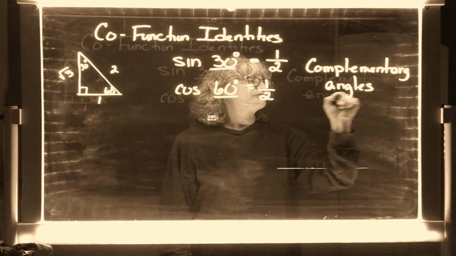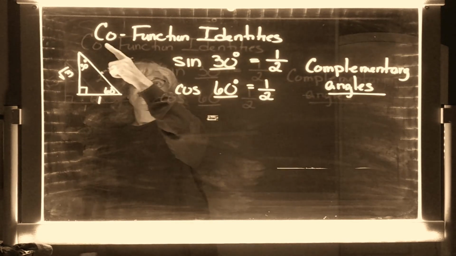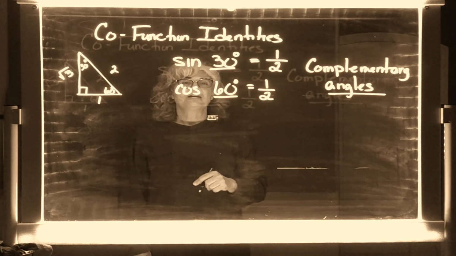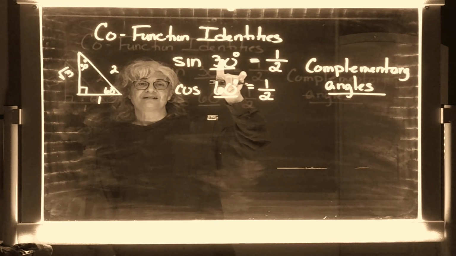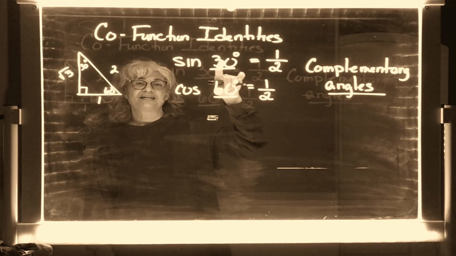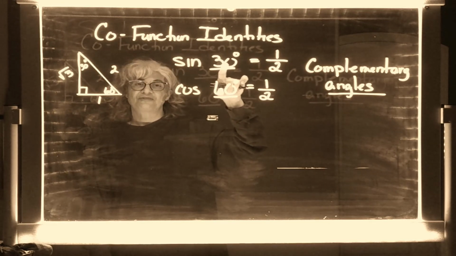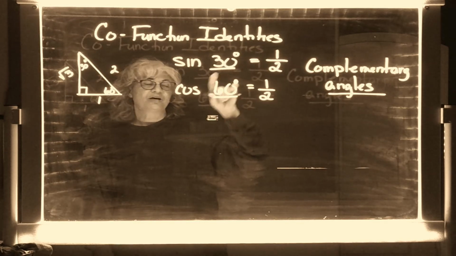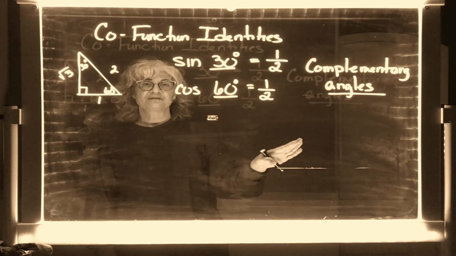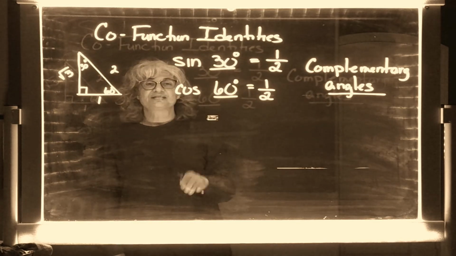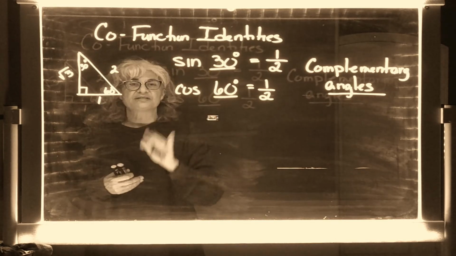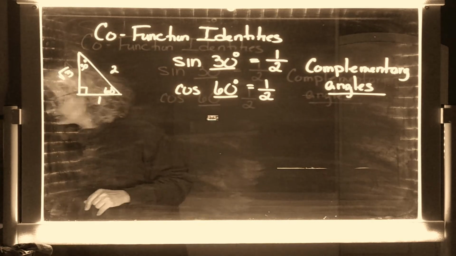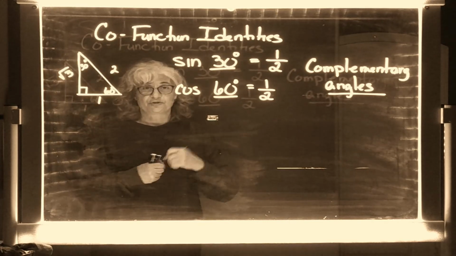When I'm dealing with complementary angles, I need to think cofunction identities, because that's how I get to simplify some of these problems they give me using cofunction identities. So let's write some of these identities on the board. One of them we've already figured out.